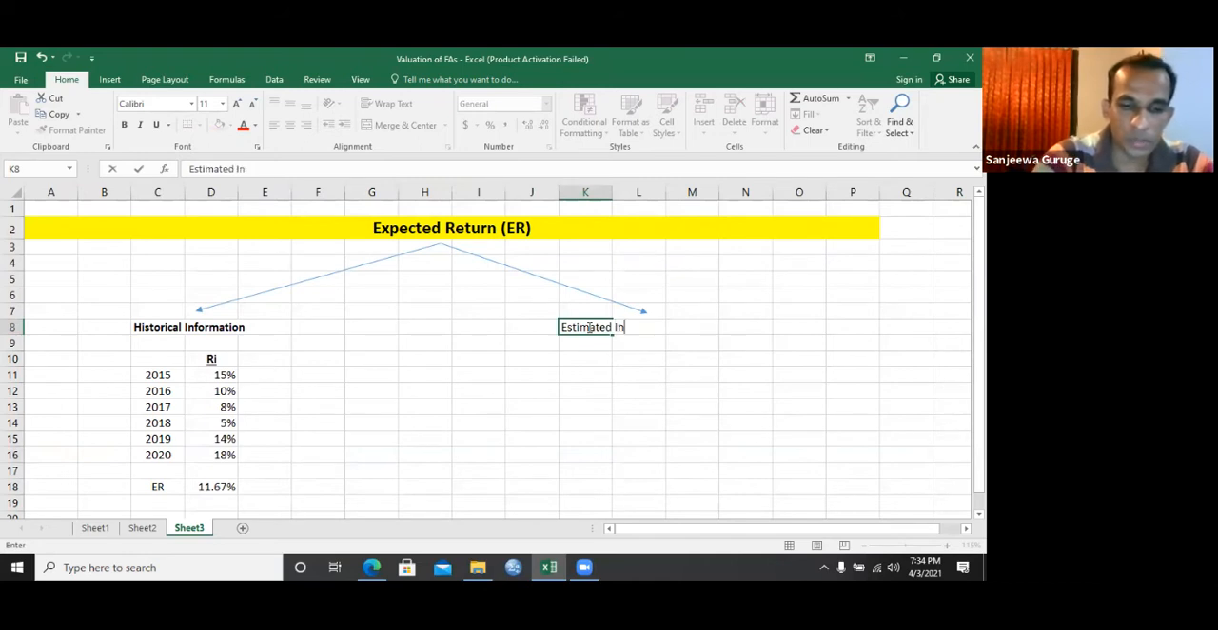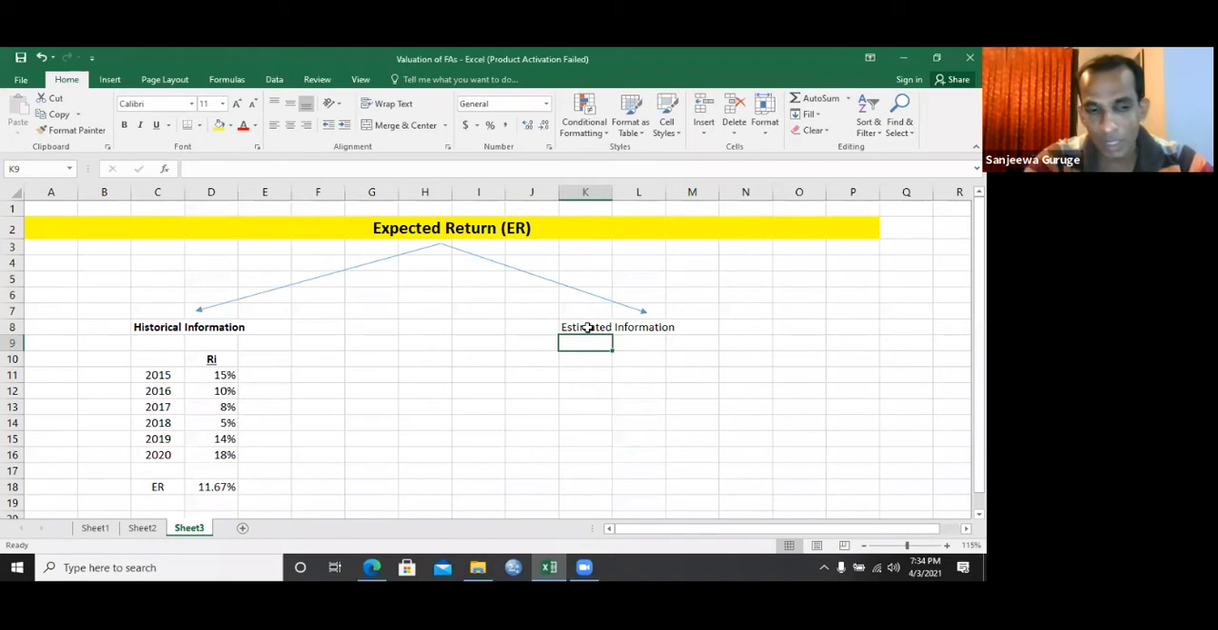Estimated information, forecasted information. And if you use estimated information, that requires some analysis. So we need to estimate what are the possible returns under different conditions. So in mathematics you may have learned probability distribution. So we need to do a sort of probability distribution.